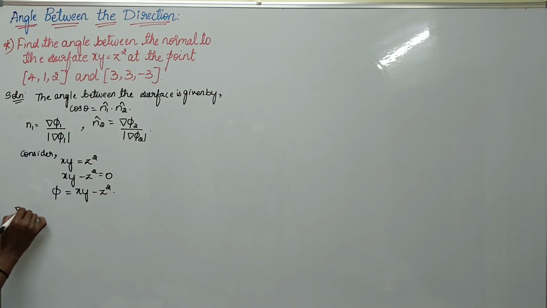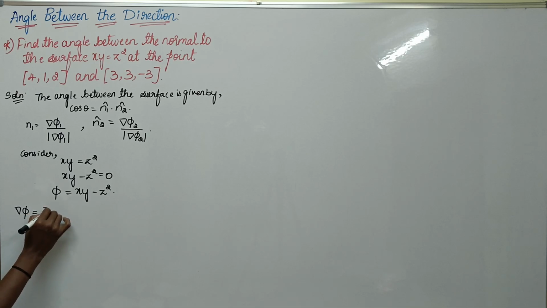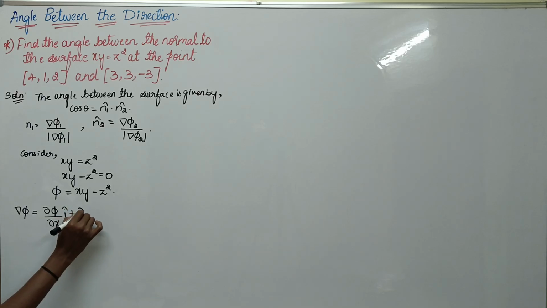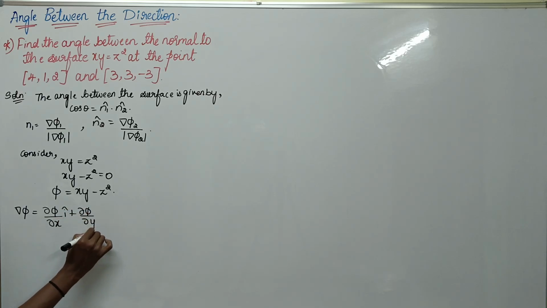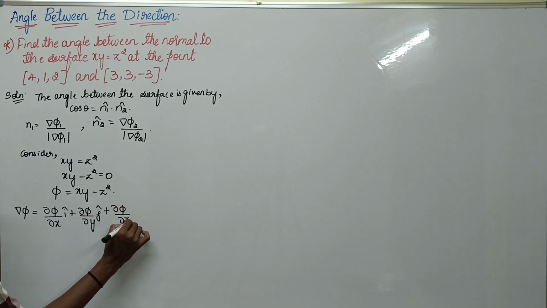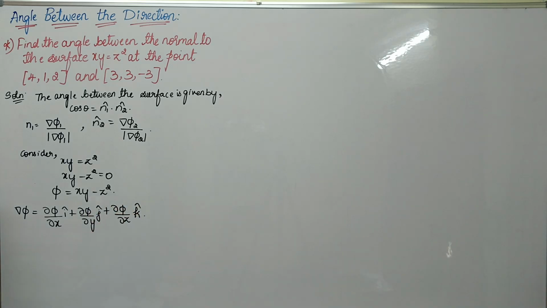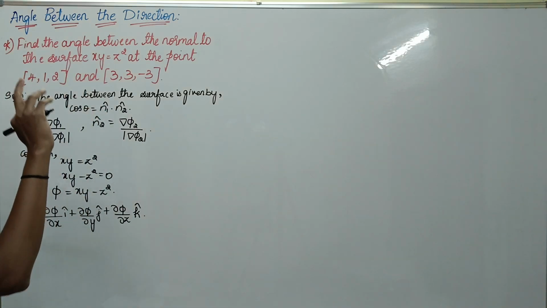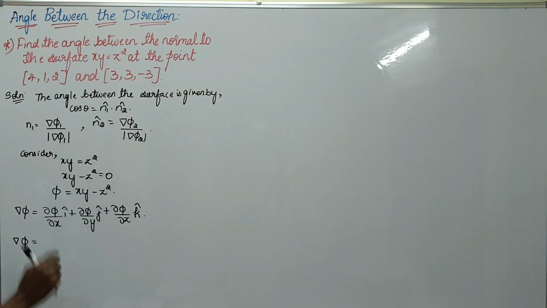What does gradient phi define? Gradient phi represents dou phi by dou x i cap plus dou phi by dou y j cap plus dou phi by dou z k cap. We are not representing phi1 and phi2 here. Why? Because after differentiation, we are just going to apply the points. When we apply the points, at that time we are going to represent it as gradient phi1 and modulus of gradient phi1.